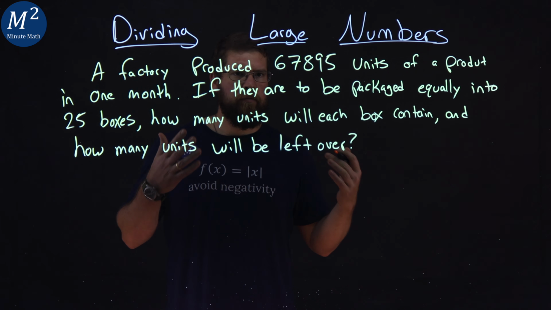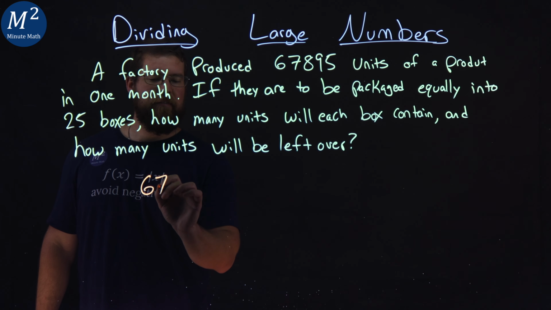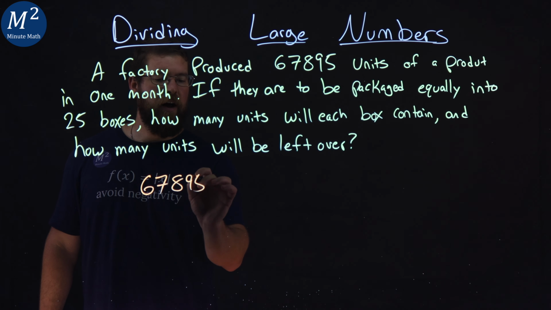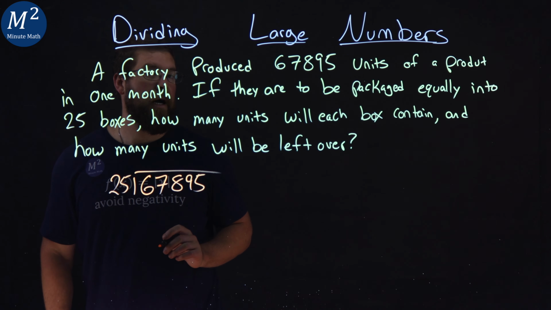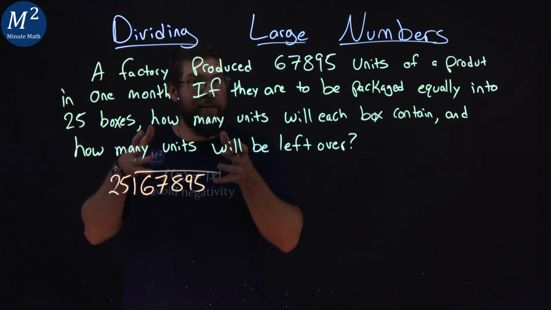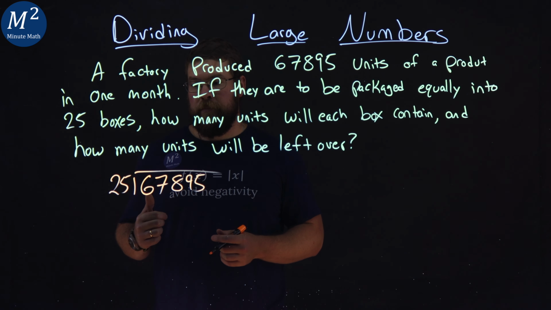This is a long division problem. We're going to take our 67,895 units and we're dividing that equally into 25 boxes. So we're going to see how many products are in each box here.